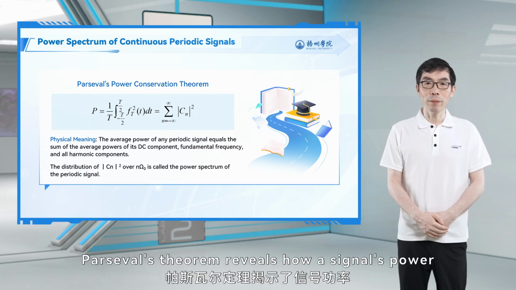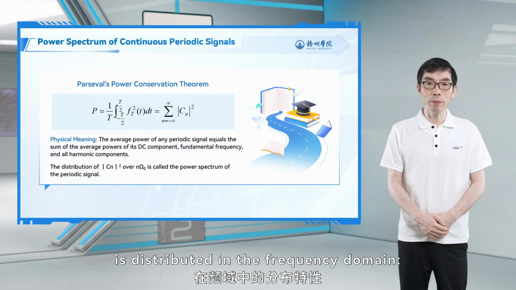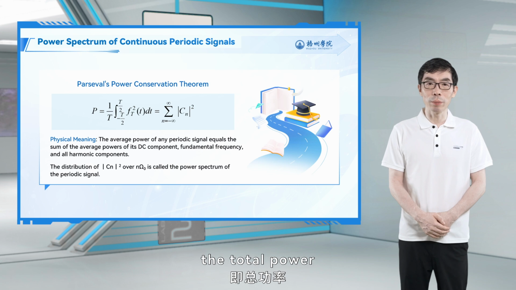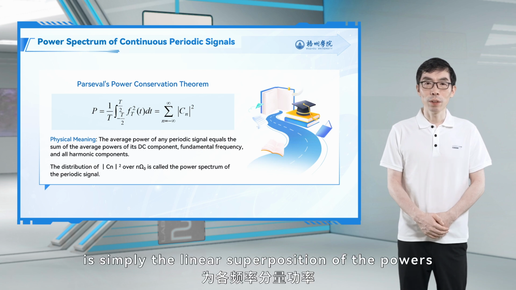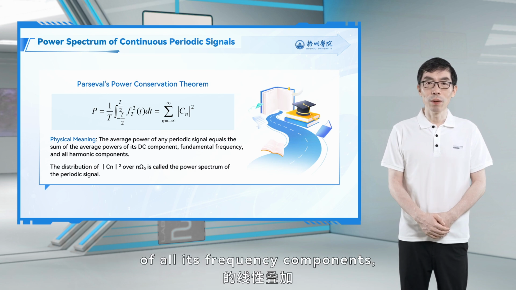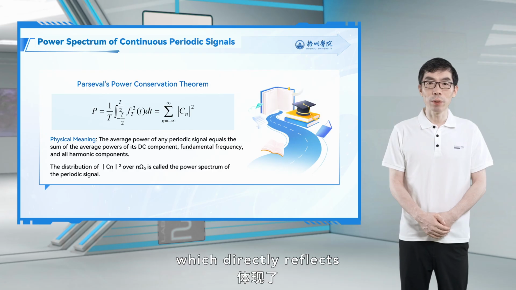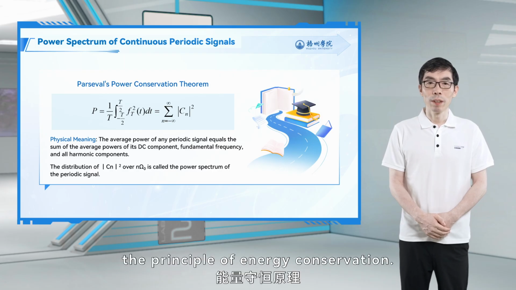In summary, Parseval's theorem reveals how a signal's power is distributed in the frequency domain. The total power is simply the linear superposition of the powers of all its frequency components, which directly reflects the principle of energy conservation.